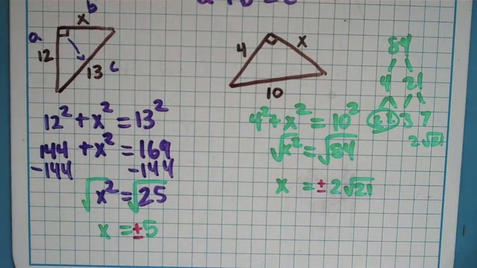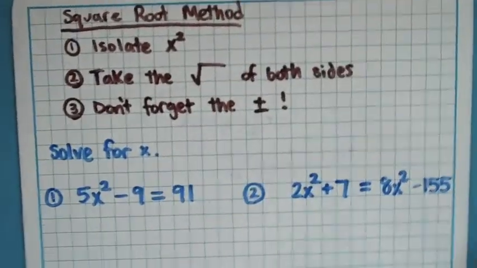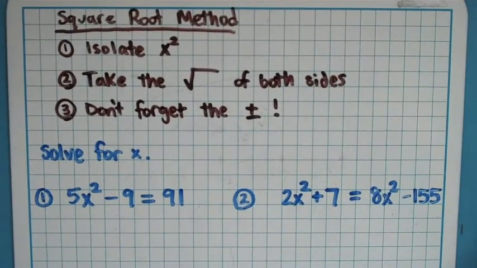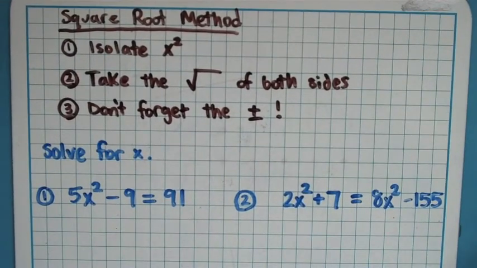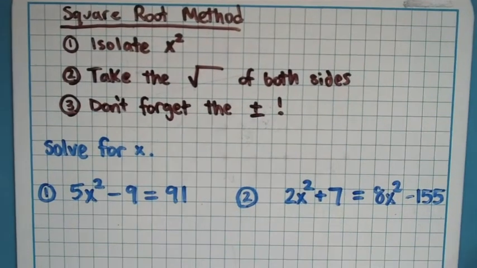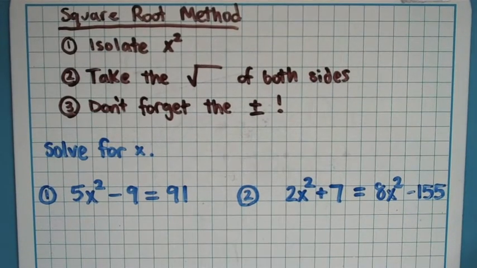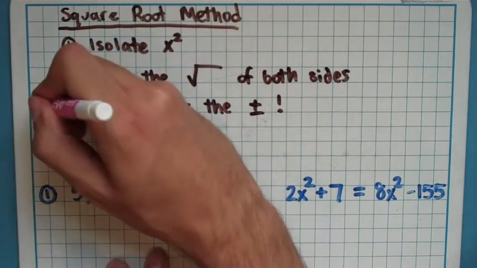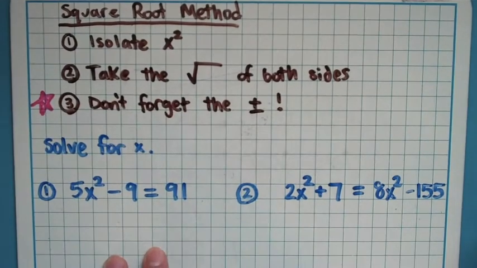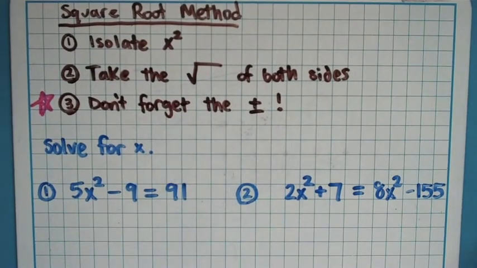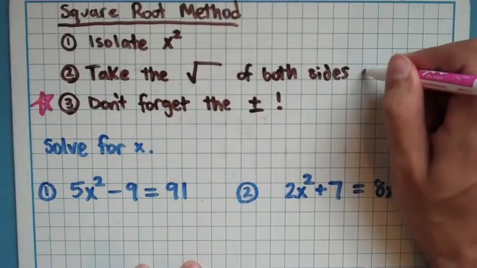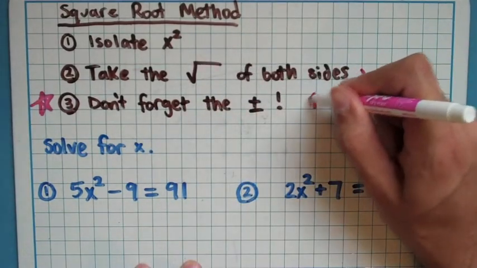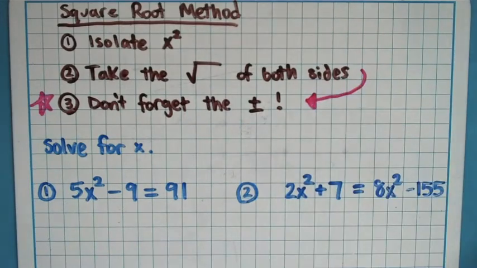So the square root method has 3 real steps to it. It's probably my favorite way to solve a quadratic because it is fairly fast. You're going to get the x squared guy by itself. You're going to take the square root of both sides. And do not forget to put that plus or minus on your answer. That is a step that I guarantee kids will forget. It always happens. You've got to remember to put that plus or minus sign on your answer when you take the square root of both sides. So when you do step 2, you have to remember to do this right here.